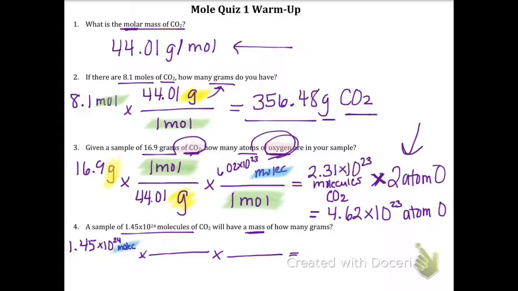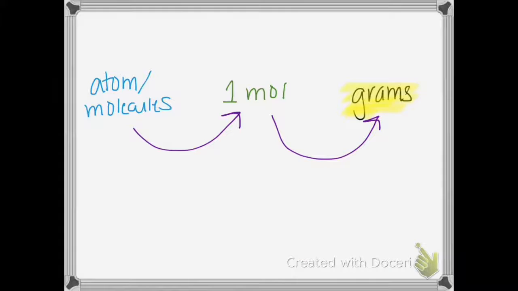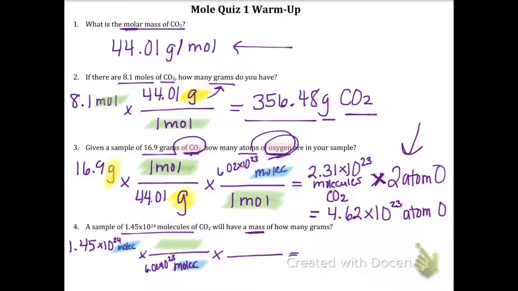I have molecules here, so molecules will go on the bottom. When you write molecules, you always write Avogadro's number. Every fraction needs a green in it, because why? We're going from atoms to moles, so it's 1 mole. Whatever's on top must come on bottom. And our last destination is yellow, which is grams.